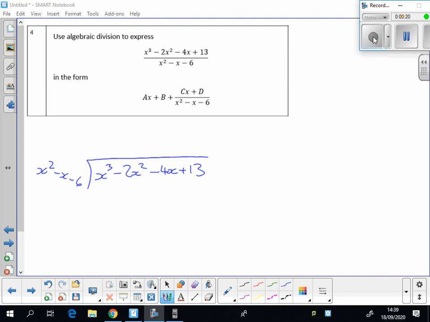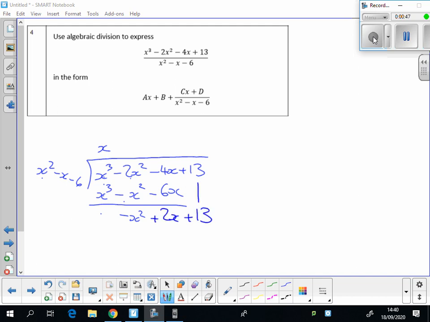And you say to yourself, how many x squareds are there in x cubed? And you know there's x of them. So we times this whole thing by x, and then we take it away. That cancels out, that's why we did it. Minus 2x squared minus minus, so now there's only minus one of them. Minus 4 minus minus, so now there's two of them.